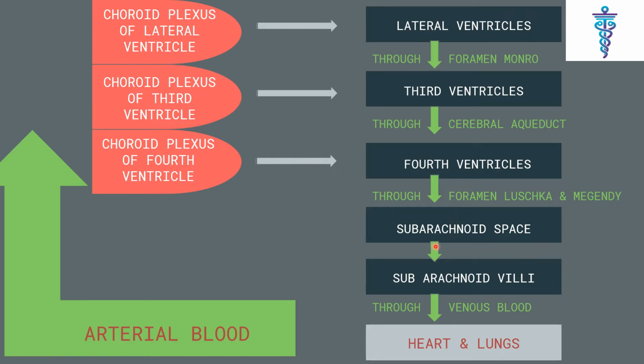Then it circulates and is absorbed by the subarachnoid villi. Then through the venous blood it goes into the heart and lungs. Then through the arterial blood it comes back to the choroid plexus of the different ventricles.